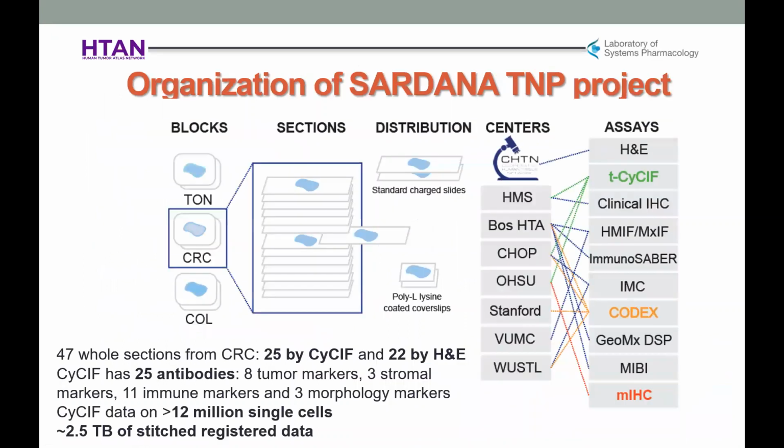So the setup is like this: we take one sample, make serial sections, and distribute them to different centers. As you can see, about 8 different centers are involved, with 10 or 11 different technologies being used. Today I will just focus on what we have done here at HNS.